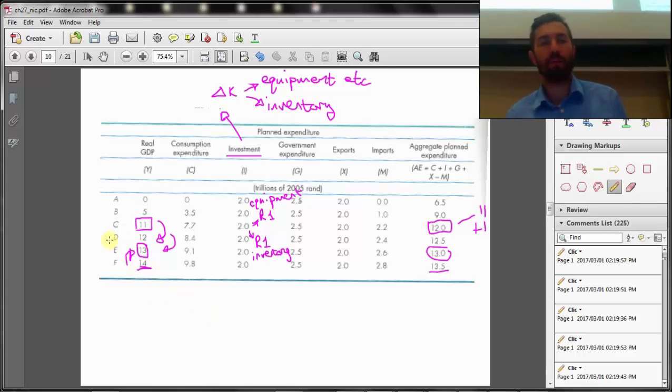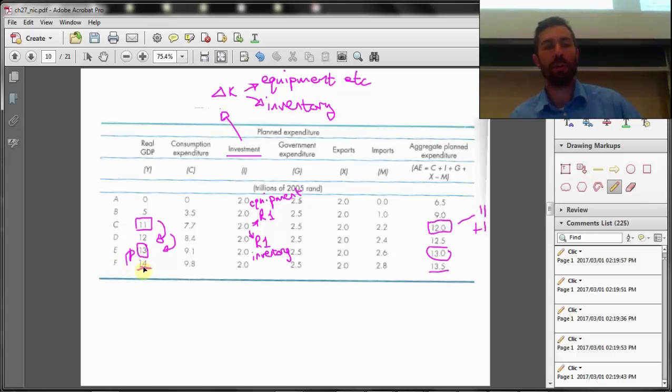And what we find is if we're at point D, for example, firms will have an unintended reduction in inventory. An amount of 12 has been produced, but an amount of 12.5 has been consumed. The only way that could have happened is if that extra 0.5 that was consumed was from production that happened in a different period. In other words, it was consumed by allowing firms to draw down on their inventory. If firms are drawing down on their inventory in an unexpected way, that is a signal for them to increase output. So we would move naturally from point D to point E.